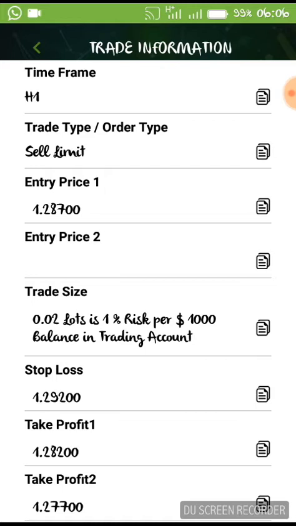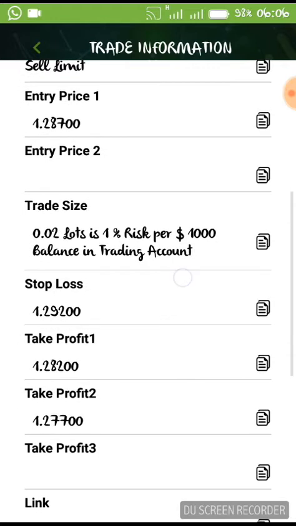Our risk management ratio was given that 0.02 lots is 1% per thousand of your trading account. But like I told us, for we that are just starting, we will use 0.01 as our lot size, regardless of what the information says on our Swipe Trade. Now the stop loss is given, and our take profit 1 and 2 is given. But I'm just going to do an example for us on how to do these things.